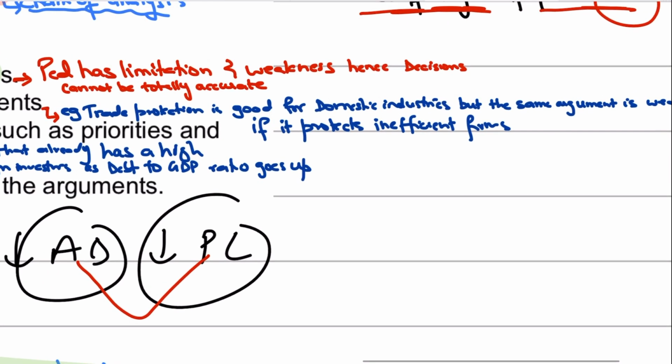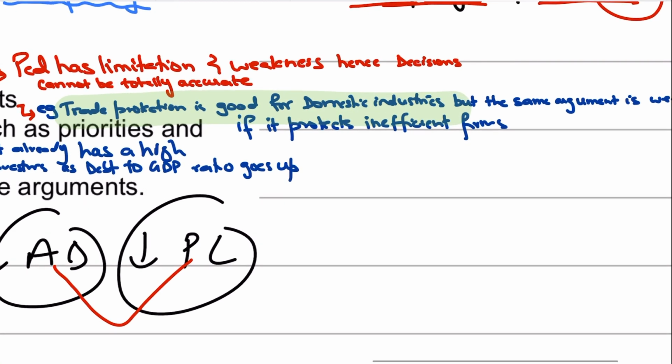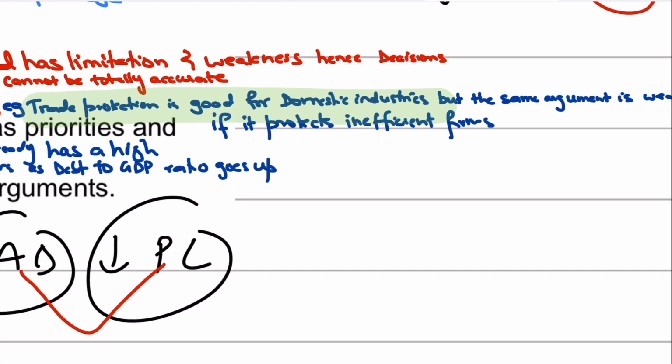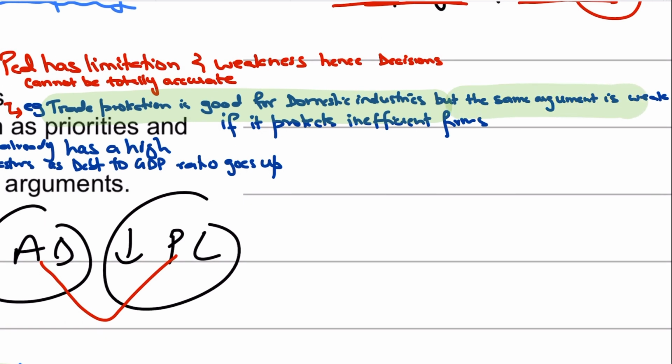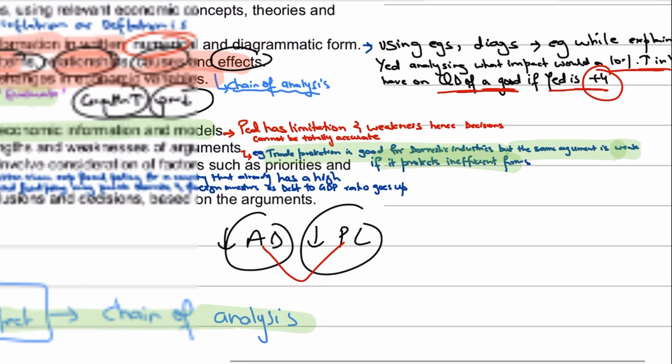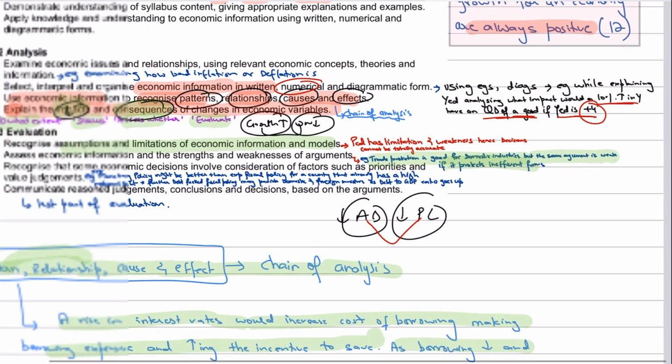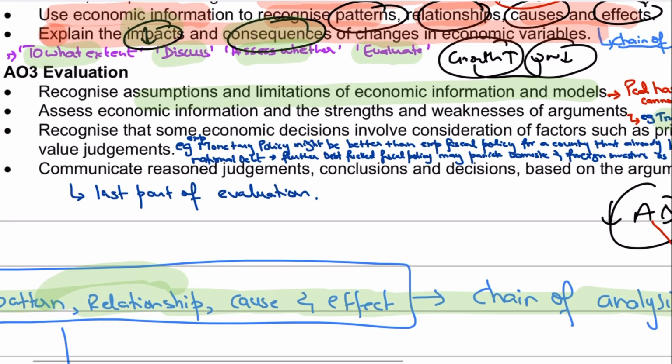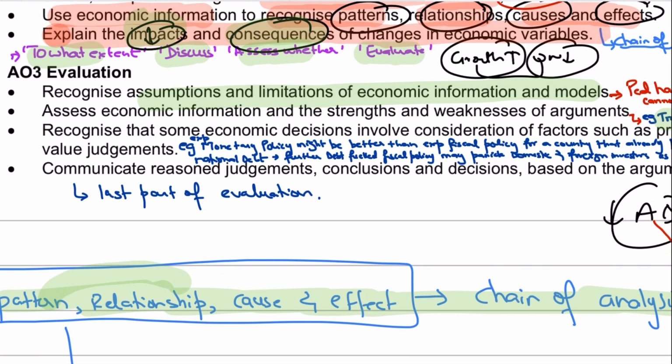So here maybe you could say that trade protection is good for domestic industries, but the same argument that we are giving right now is weak if it is protecting inefficient firms, right? So trade protection is good, but then this argument to protect domestic industries is weak if it's protecting inefficient firms. So recognizing the strengths and weaknesses of whatever arguments we are giving in favor of or against something is also part of evaluation.